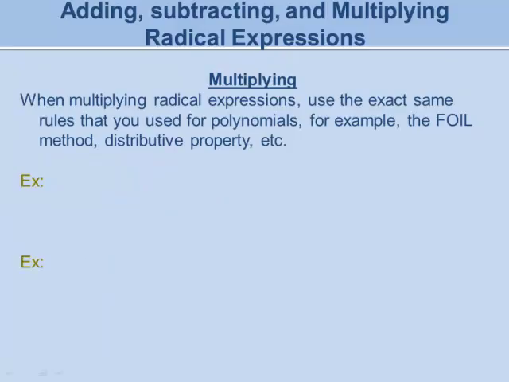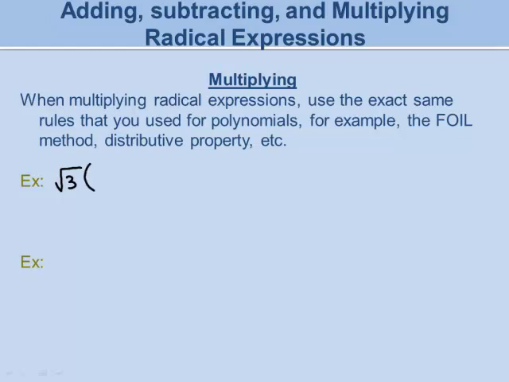Now we're going to look at multiplying radical expressions, knowing that when multiplying radical expressions, you're going to use the exact same rules that you used for polynomials. For example, you're going to use the FOIL method or the distributive property method or whatever other multiplication method for polynomials that you learned in the past will also work if the expressions have radicals in them. So let's simplify this problem.